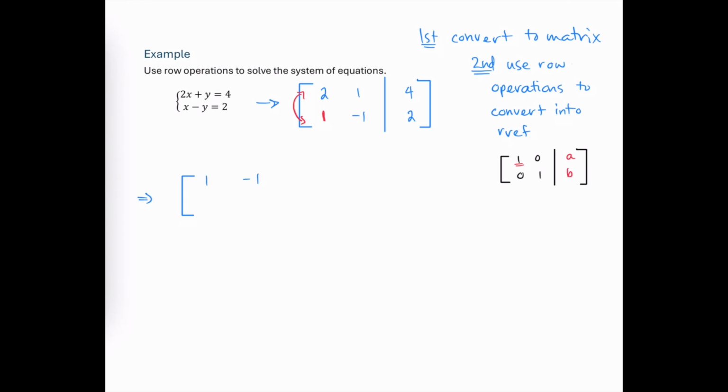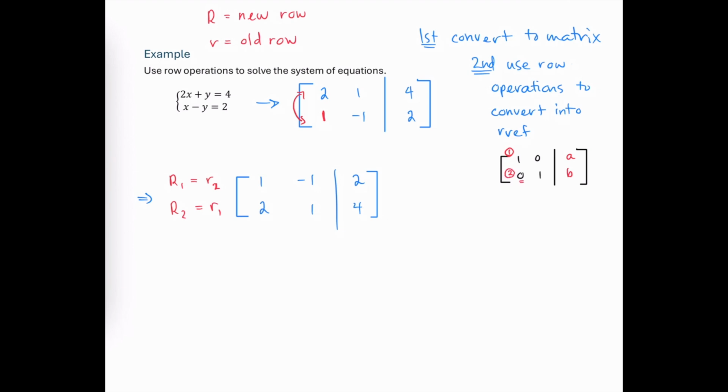We now have 1, negative 1, 2 as the top row, and then 2, 1, 4 as the bottom row. We also need to designate what our row operations are with each step. We're going to use a capital R to represent the new row and a lowercase r to represent the old row. So what we'll say here is that new row 1 is basically just old row 2, and new row 2 is essentially just old row 1. So our first move was to get that 1 in the top left position. Our second move is to get the 0 in this position here. Since we're going to be changing the second row, we're not going to make any changes to the first row.